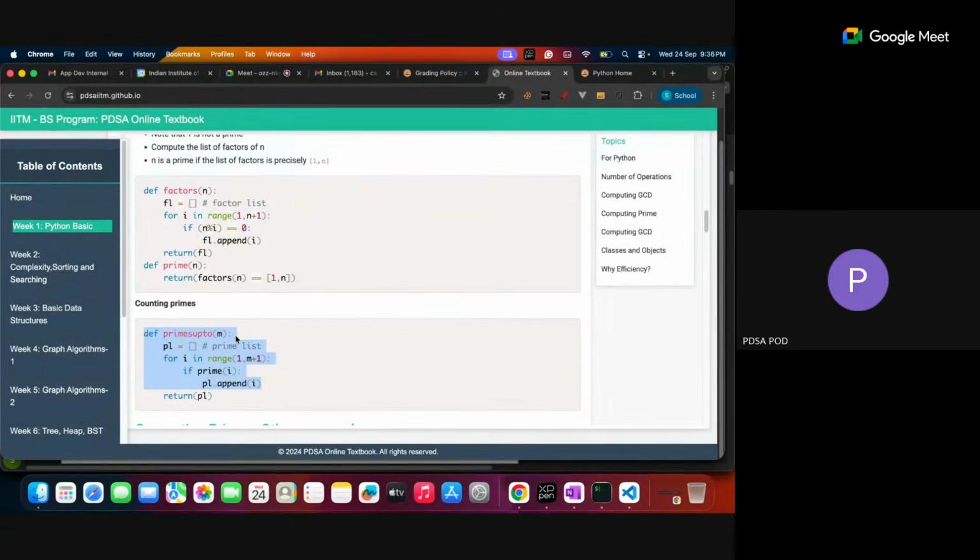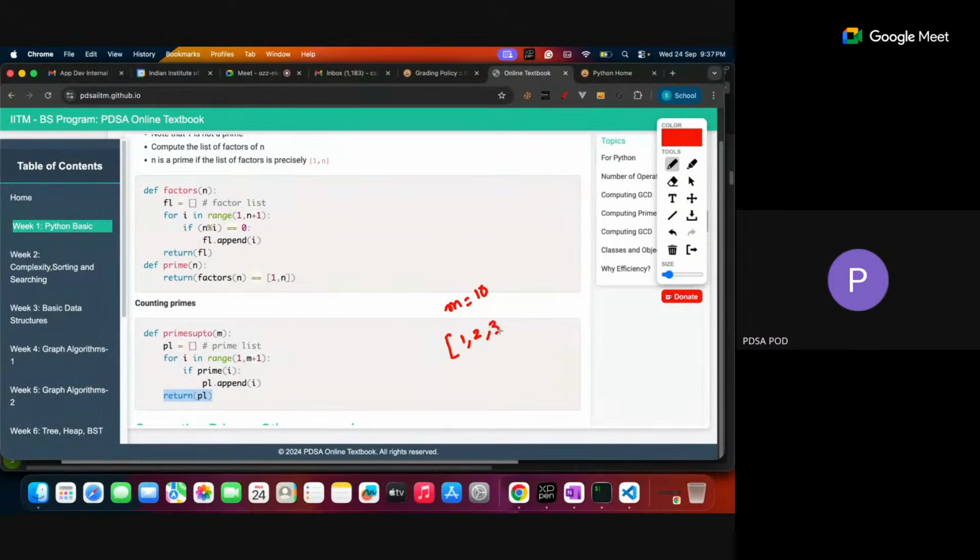Up to m prime numbers we want, it means every time we take the next number and check whether it is prime or not. If it is prime, we append it. If it is not prime, we do not append it. Now the complete list PL contains the list of prime numbers up to m. If the m value we have taken is 10, we get a list of prime numbers. 1, 2, 3, 4 is not a prime, 5 is a prime, 6 is not a prime, 7 is a prime, 8 is not a prime, 9 is not a prime, 10 is not a prime. So you get the list up to this, right? So these 3 functions will do this job.